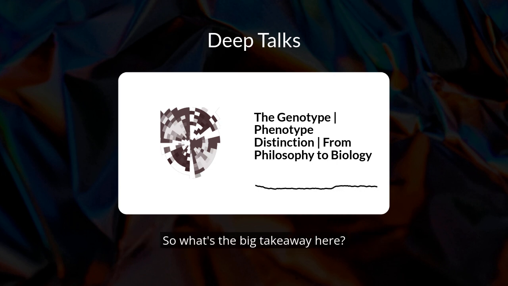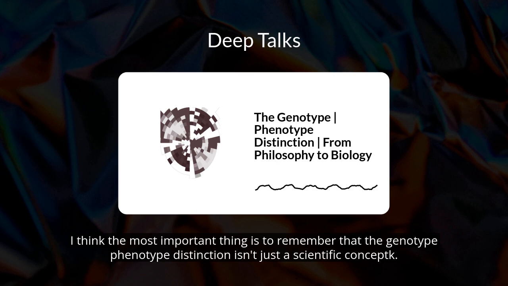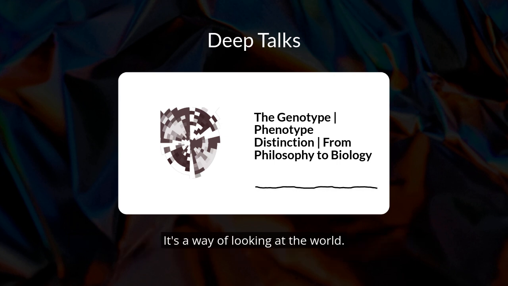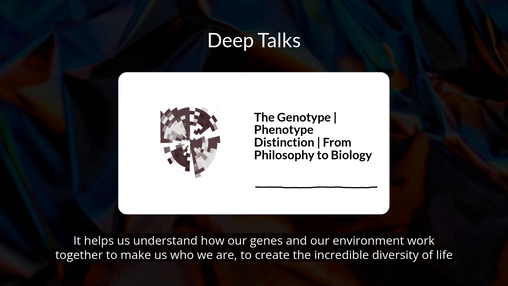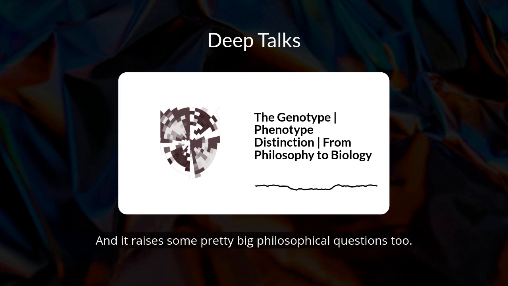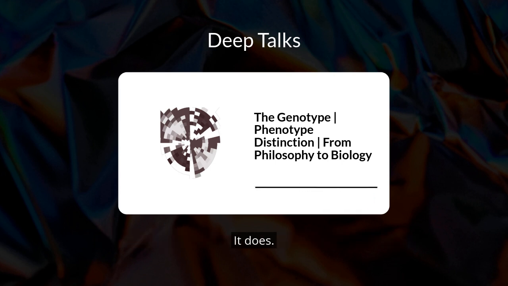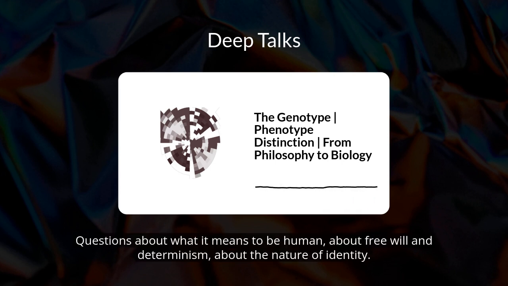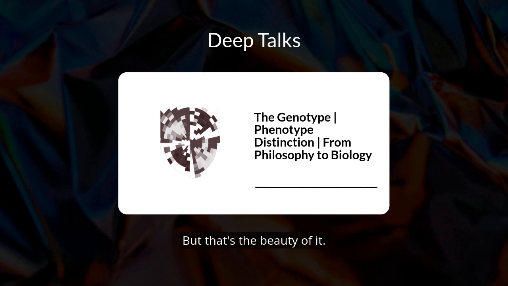It really is. So what's the big takeaway here? What should we be thinking about? I think the most important thing is to remember that the genotype-phenotype distinction isn't just a scientific concept. It's a way of looking at the world, a lens through which we can understand life. Exactly. It helps us understand how our genes and our environment work together to make us who we are, to create the incredible diversity of life that we see. And it raises some pretty big philosophical questions, too. It does. Questions about what it means to be human, about free will and determinism, about the nature of identity. It's a lot to think about. It is, but that's the beauty of it.